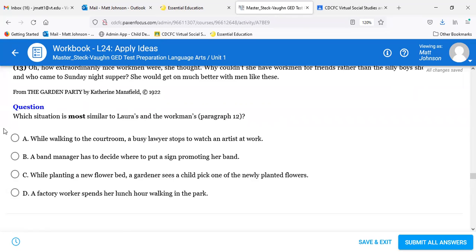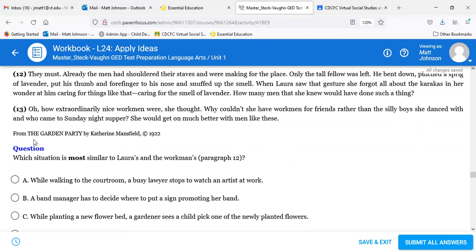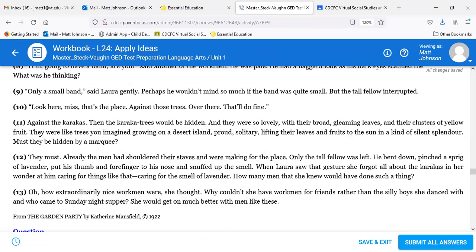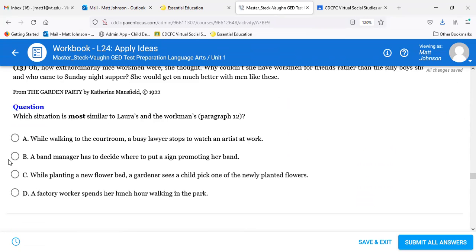And question 9. Which situation is most similar to Laura and the workman? So at paragraph 12, "They must. Already the men had shouldered their staves, were making for the place. Only the tall fellow was left. He bent down, pinched a sprig of lavender." So we're talking about that paragraph in particular. A, walking to the courtroom, a busy lawyer stops to watch an artist at work. B, a band manager has to decide where to put a sign promoting her band. C, while planting a new flower bed, a gardener sees a child pick one of the newly planted flowers. Or D, a factory worker spends her lunch hour walking in the park.